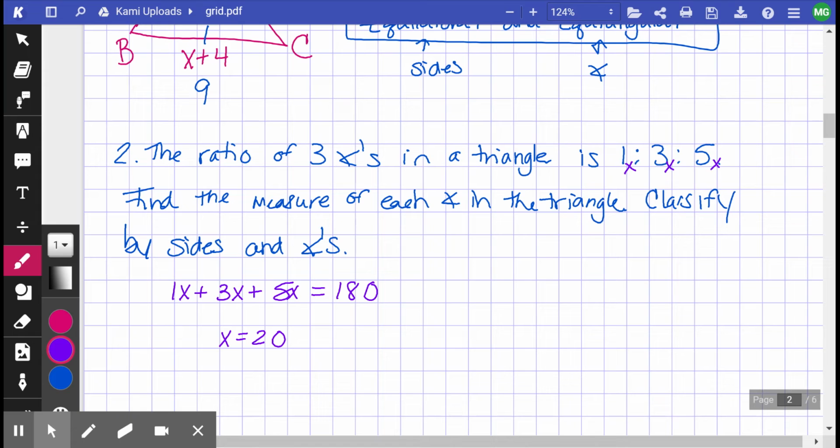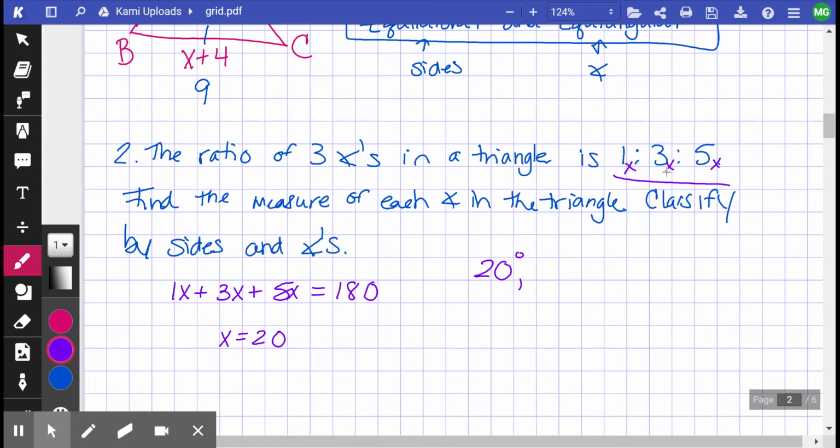Then we want to classify it. In order to classify by sides and angles, we need to know what those sides and angles are. So let's substitute the 20 back in for each of our angles. One of our angles is 20 times 1, so 20 degrees.